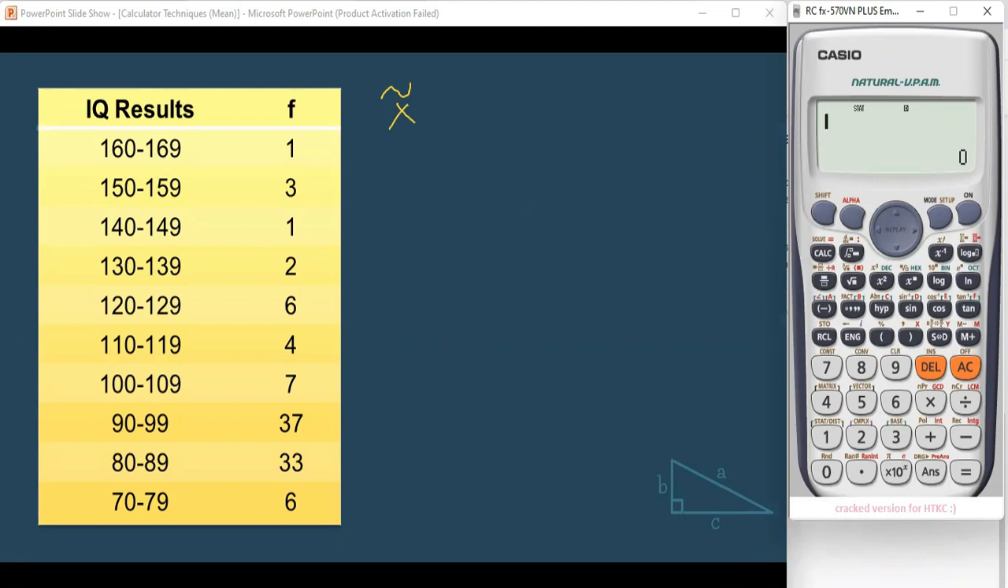So, shift clear 3 equal AC. So for our class mark, kailangan lang po natin i-add itong dalawa. 169 plus 160 divided by 2, so that will give us 164.5.